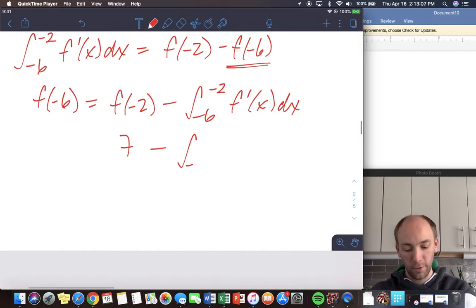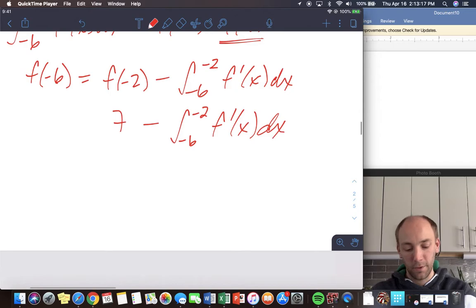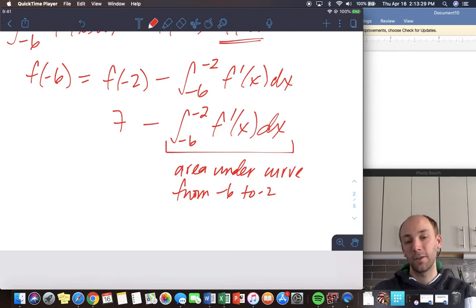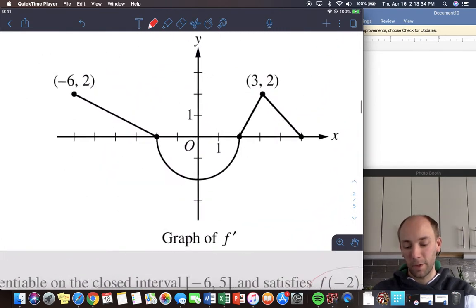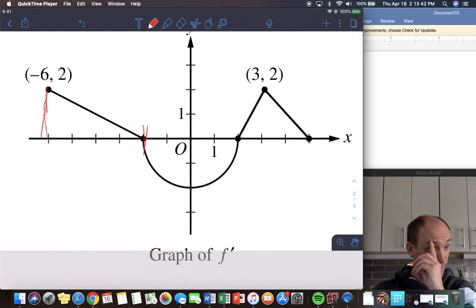minus this integral. Now let's think about what this integral represents. Do you remember what it represents? That's the area under the curve. We're going to find the area under the curve from -6 to -2. Now, if I had an equation, I would just be finding the antiderivative, but I don't have an equation. Instead, what I'm given is the graph of f prime. So let's find the area under the curve from -6 to -2.